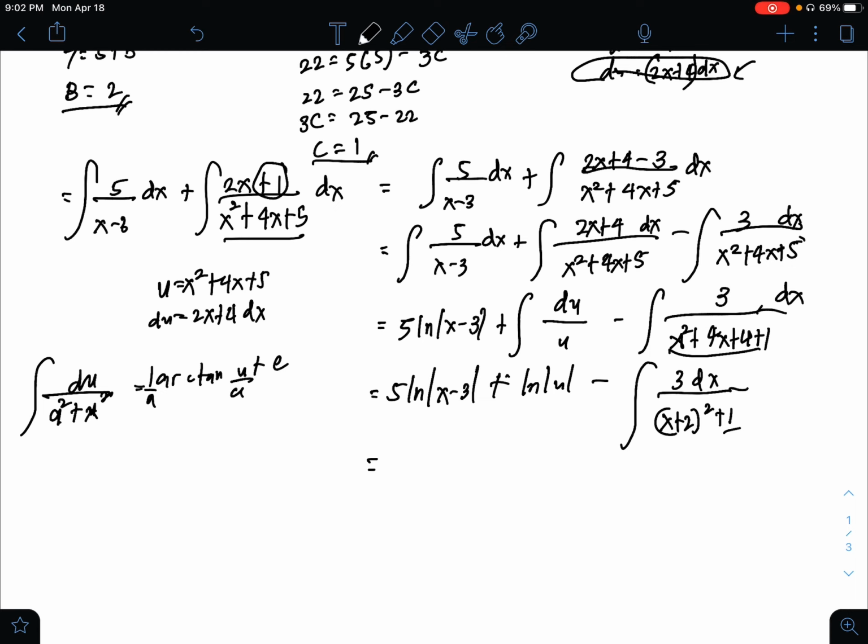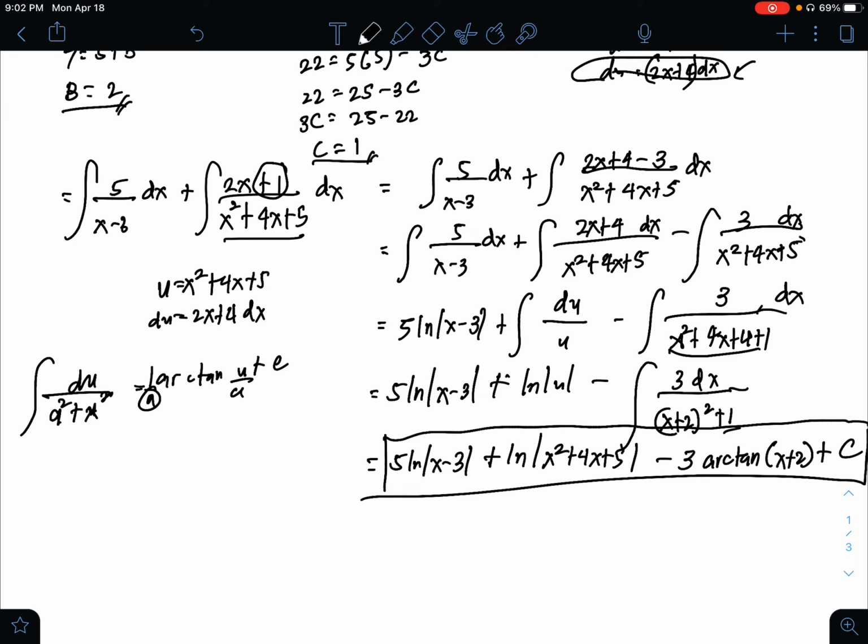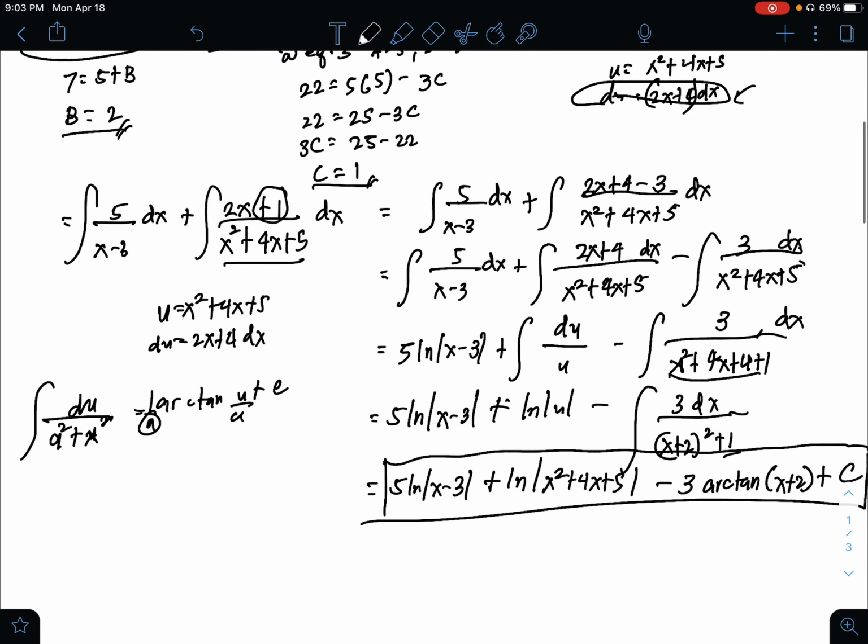Therefore, this is equal to 5 ln of x minus 3 plus ln of, what is our u? That's x squared plus 4x plus 5, minus 3 outside, then 1 over a. Our a is 1, so arctan of x plus 2 over 1, or still x plus 2, plus our constant. This is our final answer.